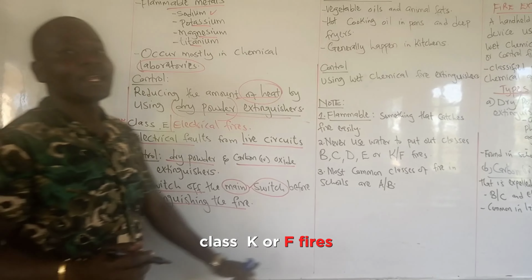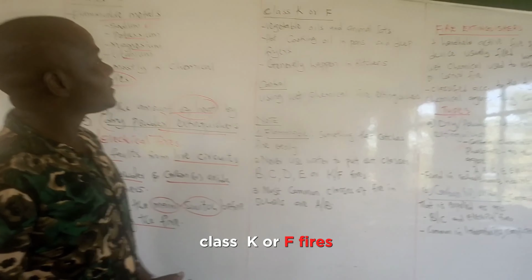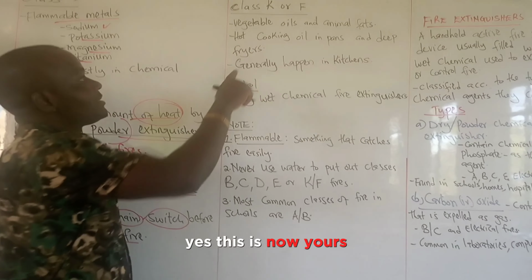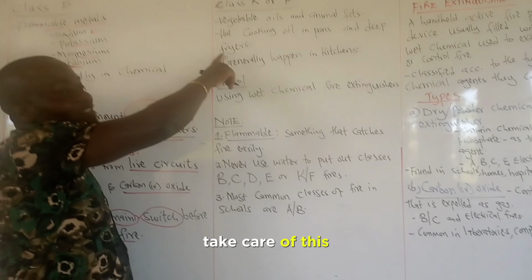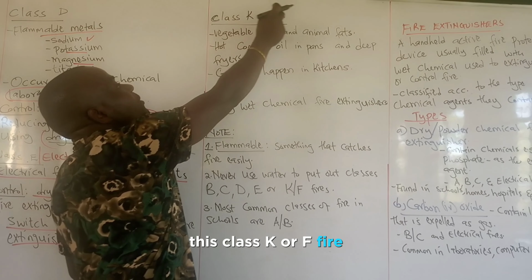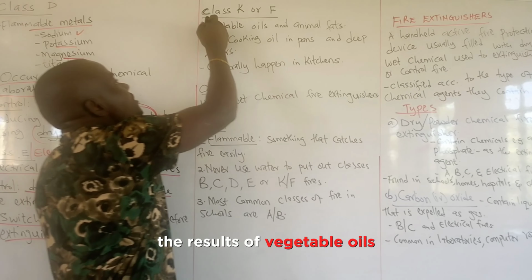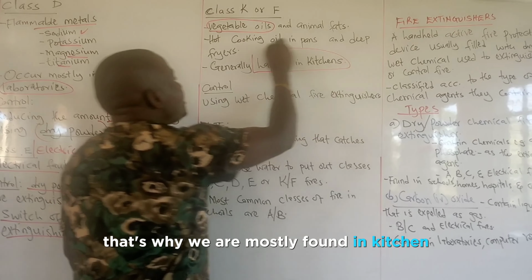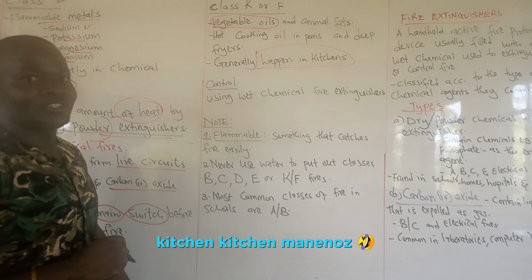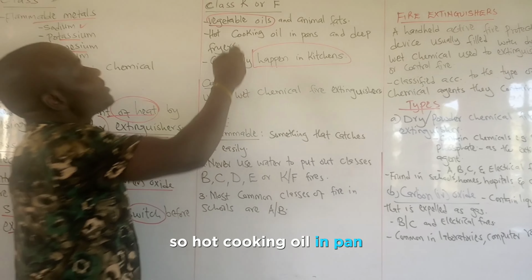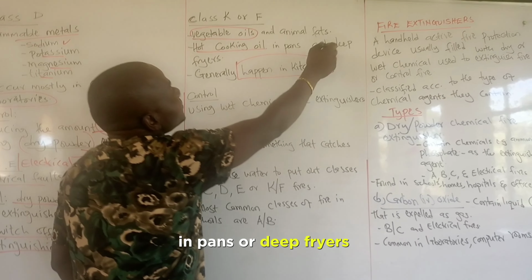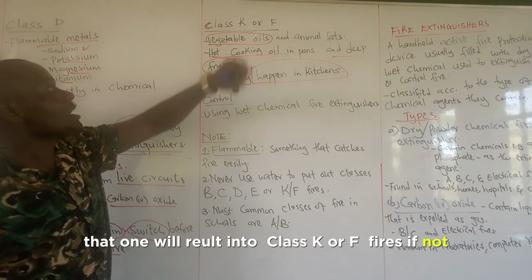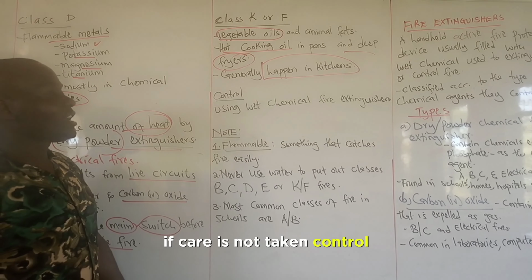Moving on, class K or F fires. Some of you like cooking, hello. Yes, this is now yours. Take care of this. These class K or F fires result from vegetable oils. That's why they are mostly found in the kitchen. So hot cooking oil in pans or deep fryers will bring out these class K or F fires if care is not taken.